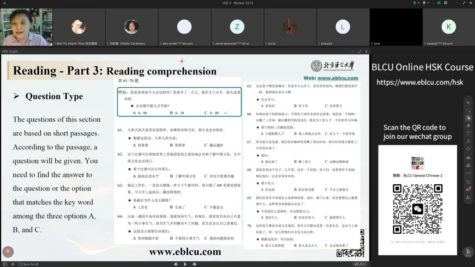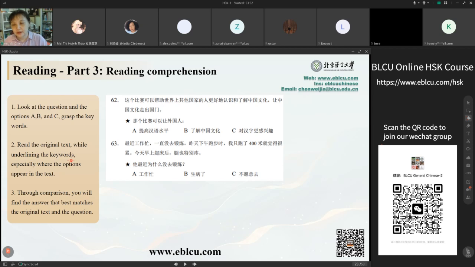Okay, so the last part is reading comprehension. For this question type, they will have a sentence or a small paragraph, and then they will have a question, and you need to choose the correct answer from A, B, and C according to the given sentence and the question. Okay. For this part, the tips are here.